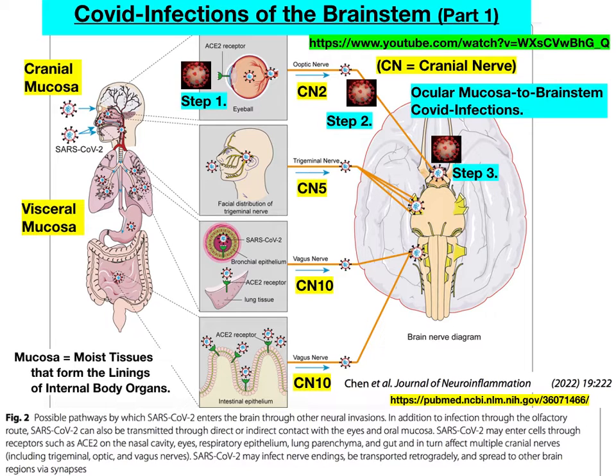SARS-CoV-2 may infect nerve endings, be transported retrogradely, and spread to other regions via synapses. An important sidebar comment: the virions can be internalized into neurons, into their cytoplasm through endocytosis. At this point, the virion is inside a membranous organelle known as an endosome.